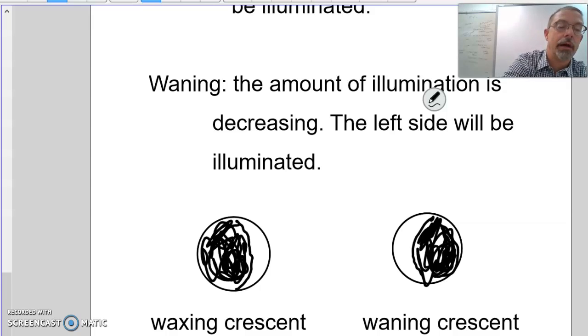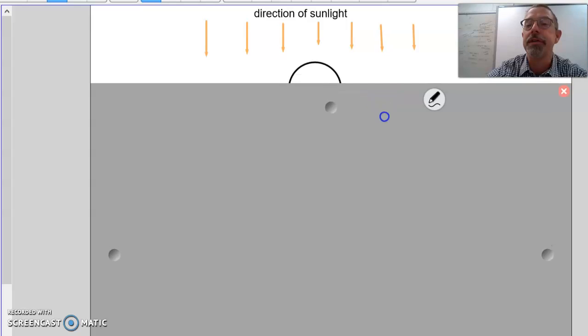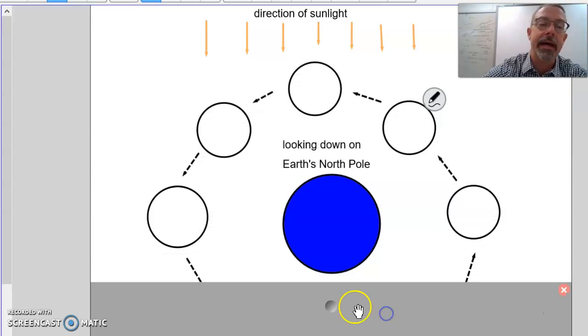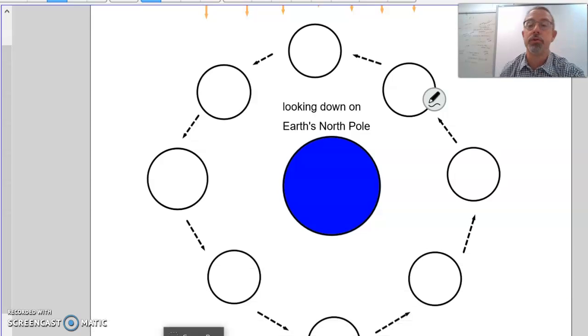Now, how does this relate to moon phases? Why do we see these moons the way we do? Well, let's flip over to a new page on your notes, and let's say we've got the sun somewhere up above the page here. So the direction of the sunlight is down this way, and what we're looking at is going to be the moon's revolution around the Earth.